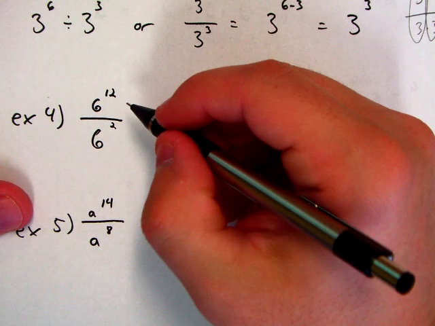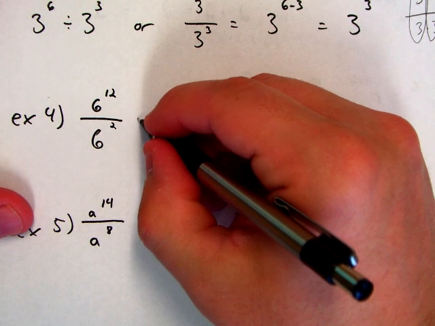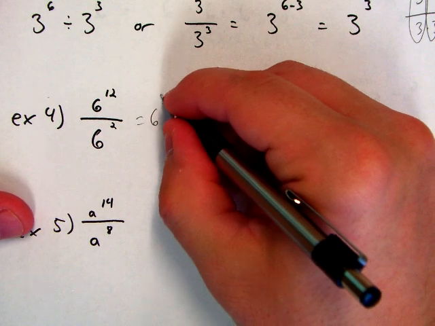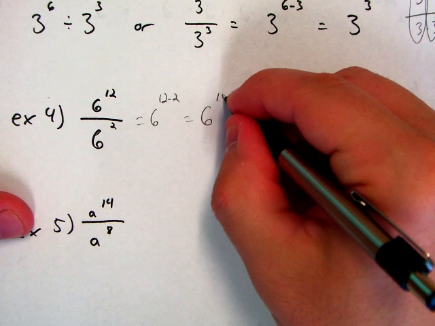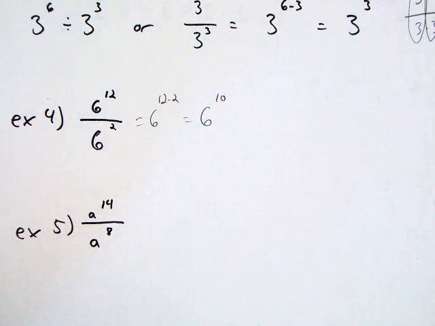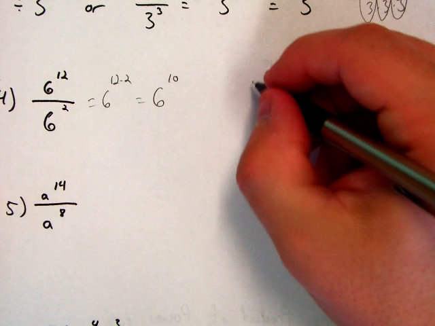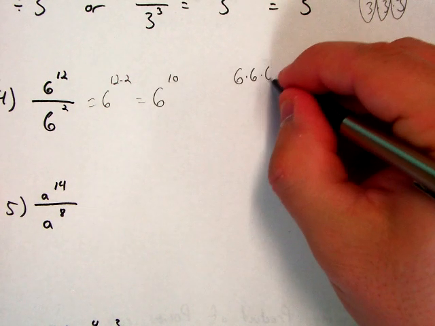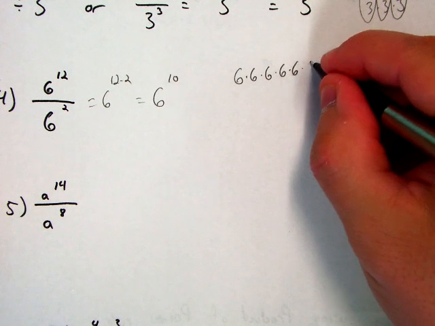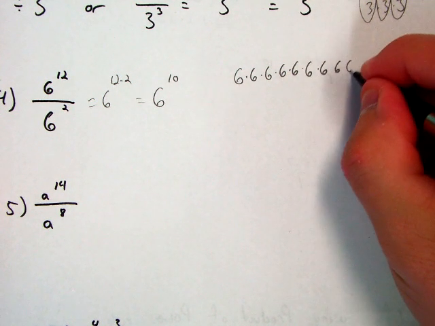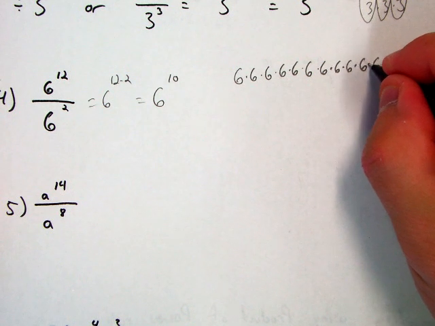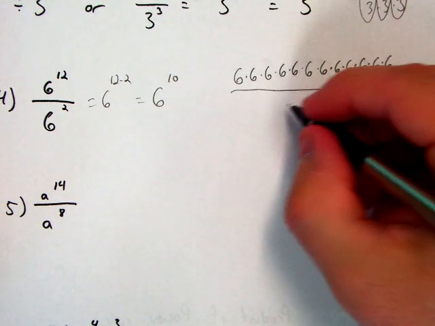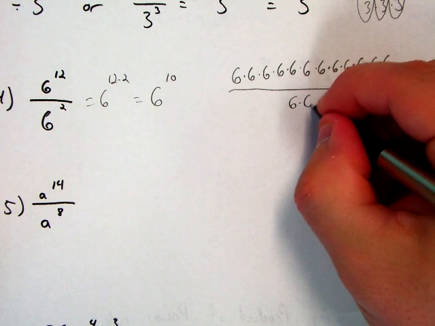So in example 4, I have 6 to the 12th divided by 6 to the second. I keep the base. I subtract the exponents, so this becomes 6 to the 10th. Again, if you wanted to write it all out, there are 12 sixes, 4, 5, 6, 7, 8, 9, 10, 11, 12. Make sure they're all being multiplied together. And 2 in the denominator.